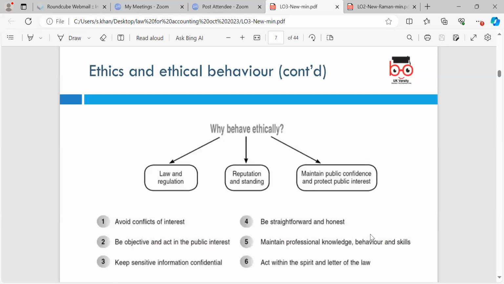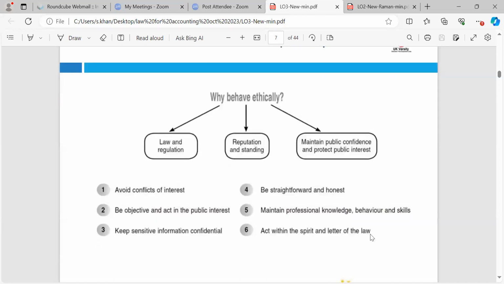When we look at ethics and ethical behavior, this diagram identifies why behave ethically. So law, you've said, reputation and standing, why to maintain public confidence and public interest. Yeah, remember public meaning in terms of public companies, I'm just giving an example, is they have an effect, right? Meaning they're investing their money into the company, so they expect it to be run ethically. So that's public interest. They have an expectation from you, don't they? Yep. So they have that expectation that you maintain confidence, and everything they put across to you is private as well.